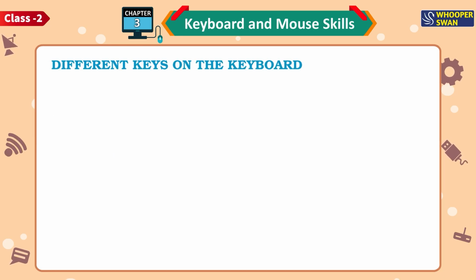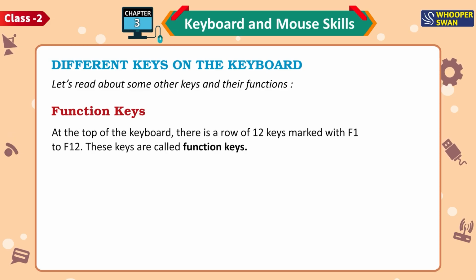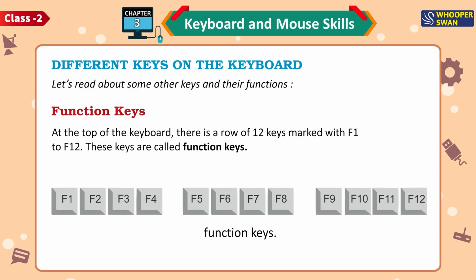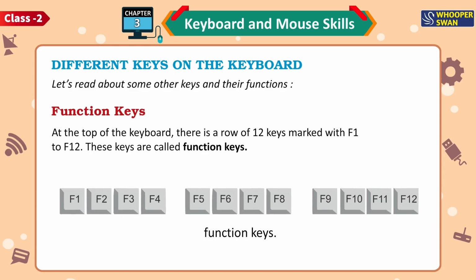Different keys on the keyboard. Let's read about some other keys and their functions. Function keys. At the top of the keyboard, there is a row of 12 keys marked with F1 to F12. These keys are called function keys.